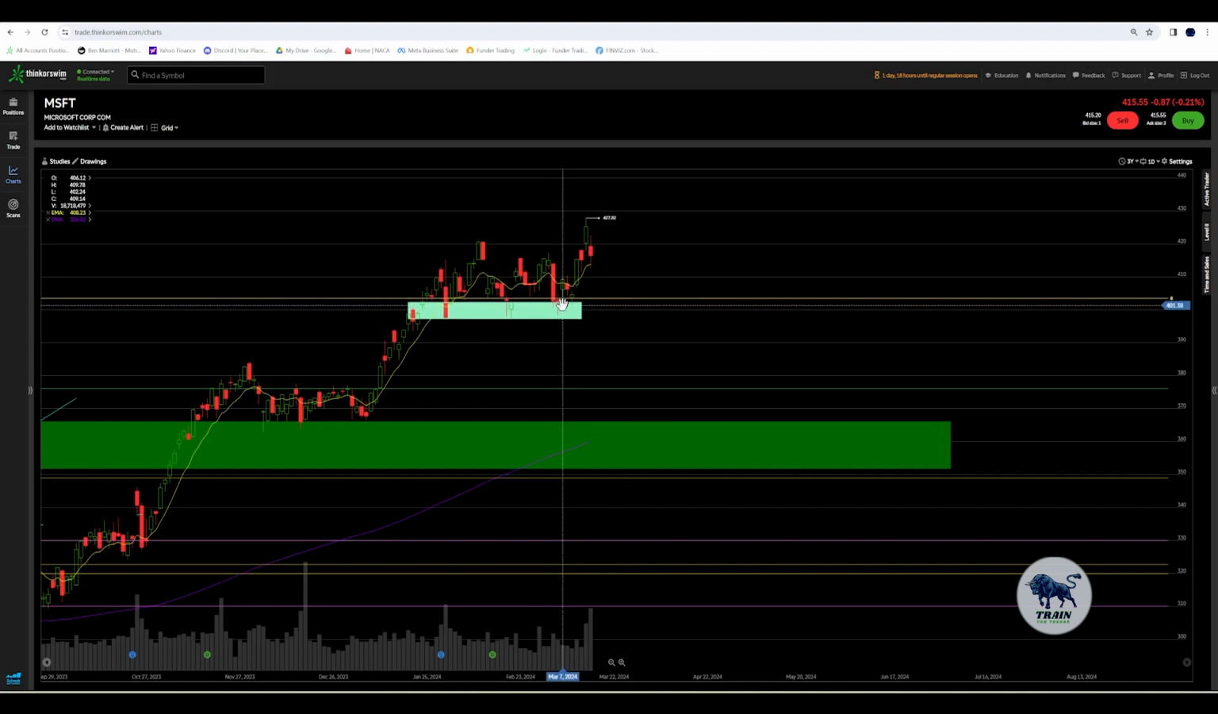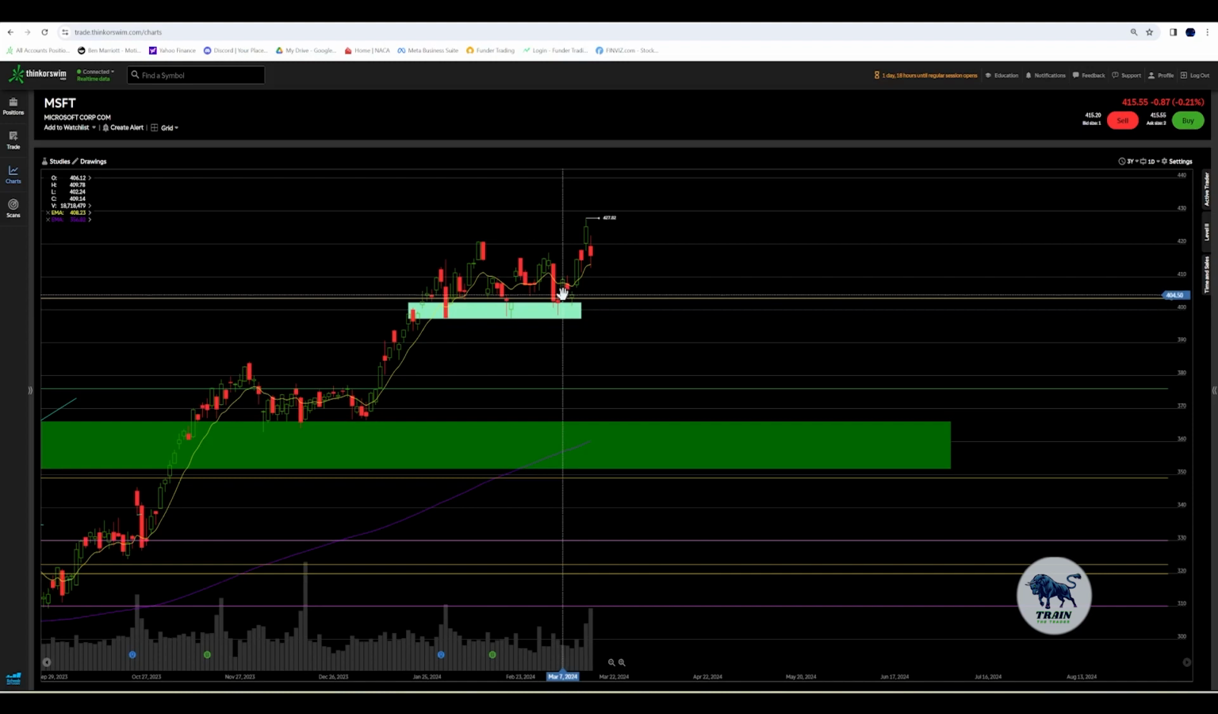So that was my max risk when I placed this trade. If the price was to retrace back down to the downside and hit 402, 401.50, I'm automatically getting out of the trade. That's my risk. That's how much I would have been willing to risk in this trade.